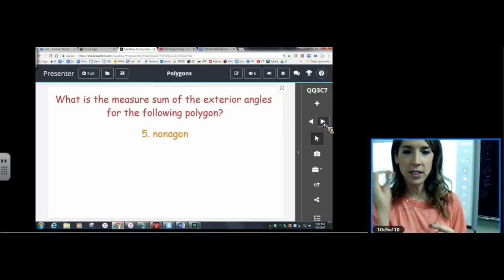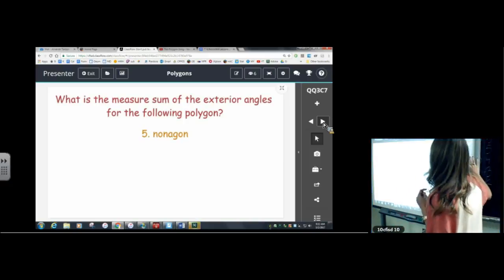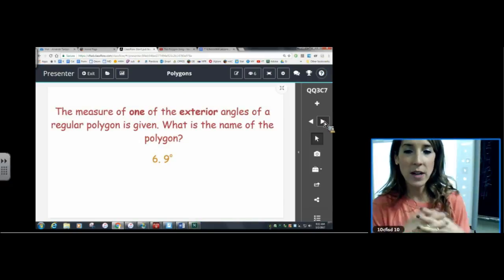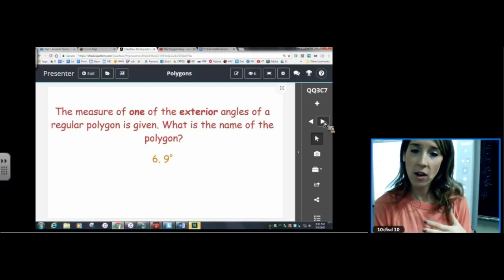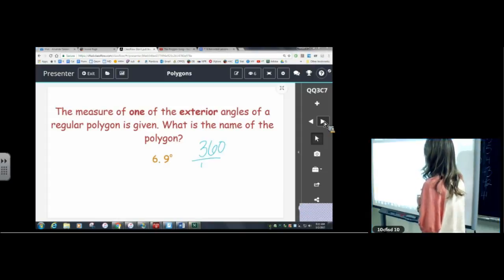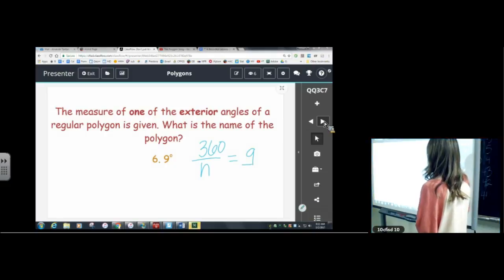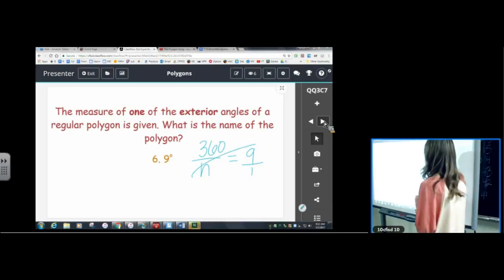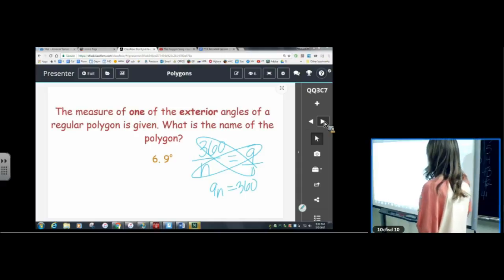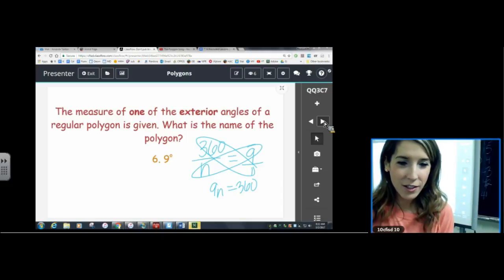Real quick, what's the measure of the sum of the exterior angles of a nonagon? And everyone answers 360. Now the measure of one, we just did this. I'm giving you one exterior angle. What's the name of the polygon? So no converting necessary this time. You take the formula for one exterior angle and set it equal to your answer. If you want to just do 360 divided by 9, that's cool, but if you want to show this step, that's okay too. Divide by 9, divide by 9. What do you get? A 40-gon, a tetracontagon.